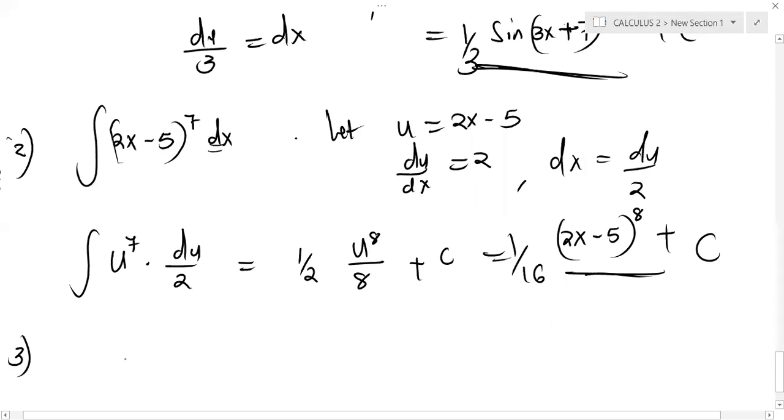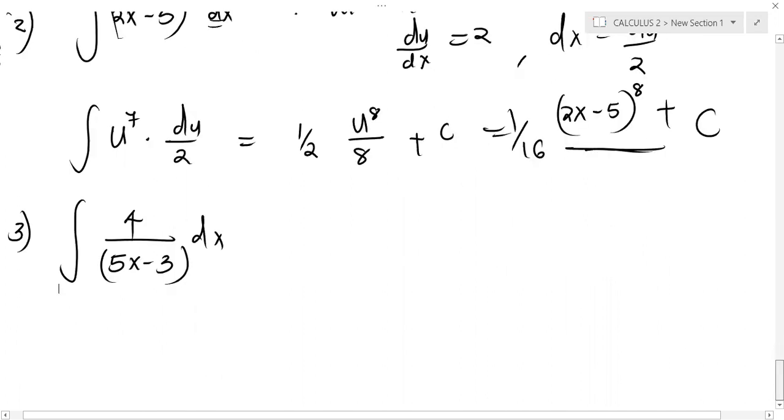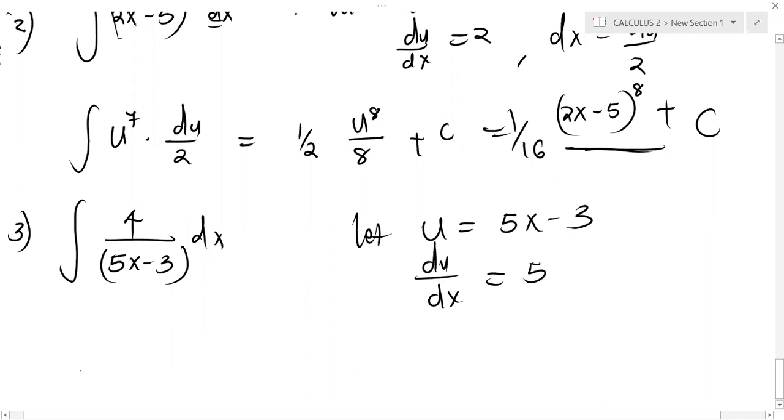Example number 3, we have 4 over 5x minus 3 dx. You're being told to integrate this. Now, clearly, if you differentiate 5x minus 3, you will get 5. But here we have 4, which is a constant, but we can manipulate this so that it gives us a 5. Anyway, let's let u be equal to what is down here. So let u be equal to 5x minus 3. Now, what is du dx? Du dx is 5.